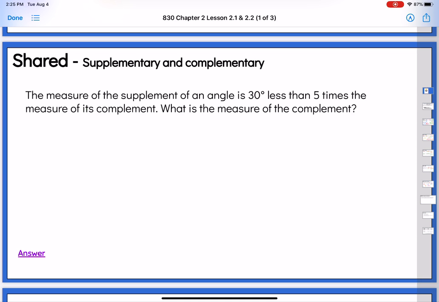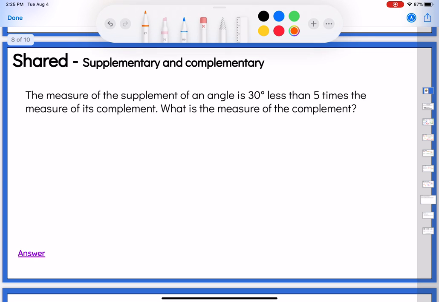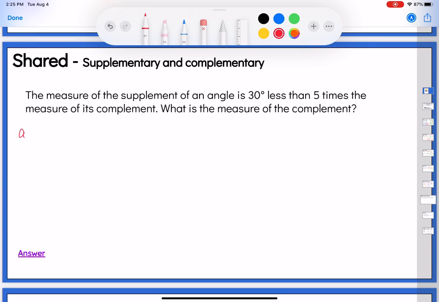All right, so defining your variables on this one is something we had to do a lot last year, but it's something that takes a little while to come back. So we need to define what our angle is going to be, what our complement is going to be, and what our supplement is going to be, because we're talking about all of those things in this problem.